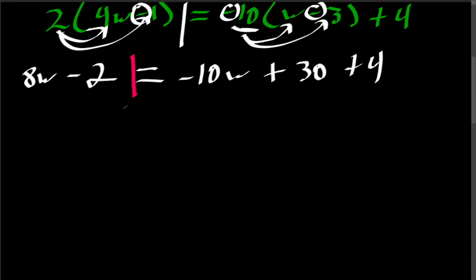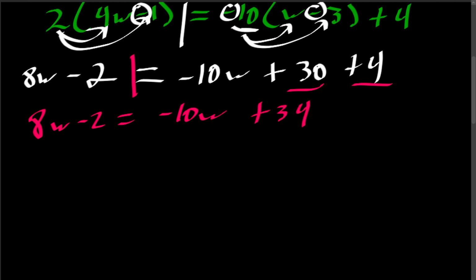Now we're ready for combining like terms. So let's do that. On the left side is 8w and 2. Are those like terms? No, they're not. What about on the right side? Negative 10w, does that have a like term? No, it does not. What about 30 and 4? Can I add those two? Yeah, 30 plus 4 is going to give me plus 34.